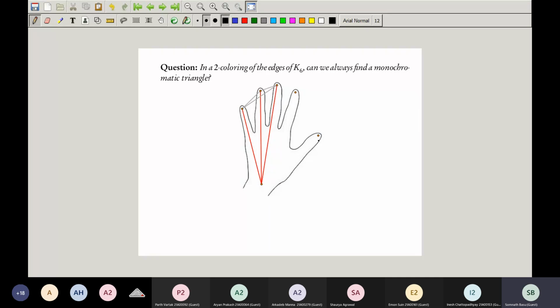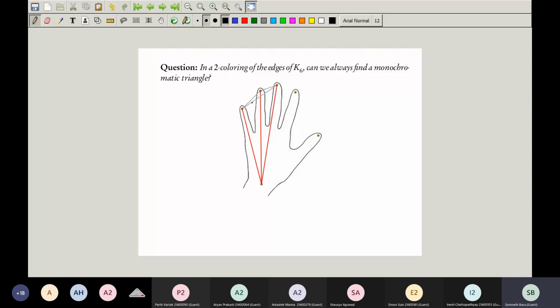So let's assume that at least 3 of these edges joining this particular point to any of the 5 fingertips are red. So let's say these 3 edges are the little finger, the ring finger and the middle finger, right? So now you focus on these 3 vertices. What happens here? So you still have to color this gray triangle, right?